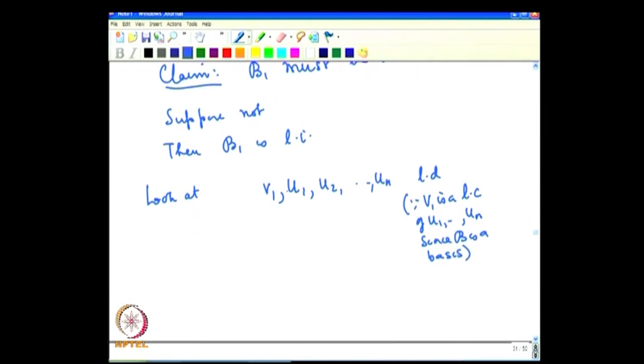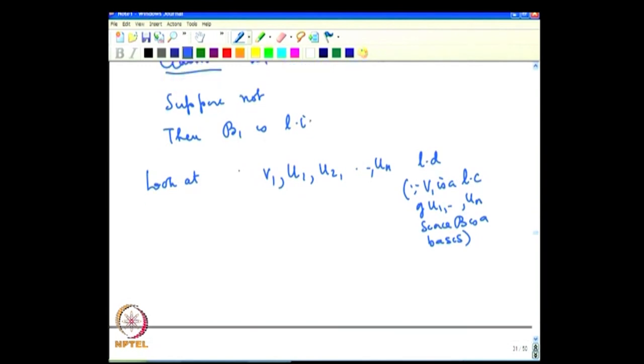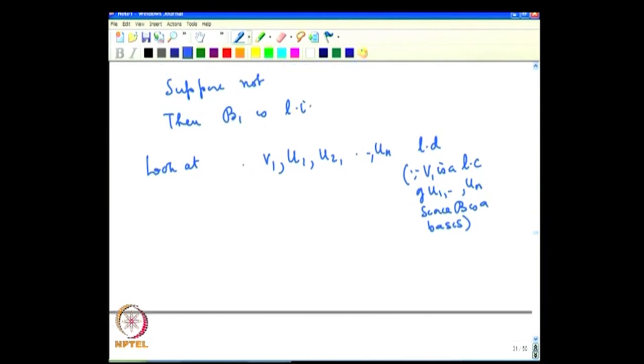Now, we have seen last time that if you have a linearly dependent set, you can knock off redundant information by scanning from the left and get a subset which still spans the same space. Now, when we scan v1, u1, u2, ..., un from the left, first we will be looking at v1. We cannot knock off v1 because v1 alone is linearly independent, being a part of a linearly independent set B1. So, we will be knocking out some of the u's.